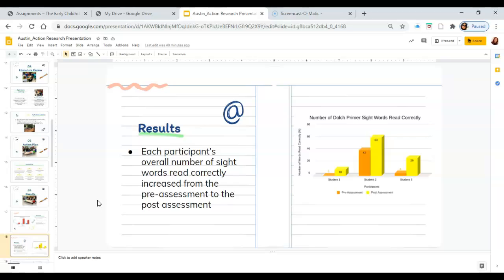All right, and then here are the results of the participants' number of Dolch Primer sight words that they could read correctly overall. Each participant's overall number of sight words read correctly did increase from the pre-assessment to the post-assessment, but I just want to reiterate that the most growth occurred in their target scores. They were able to read more of those target words correctly than they were the other words that appeared on the Dolch Primer sight word list.